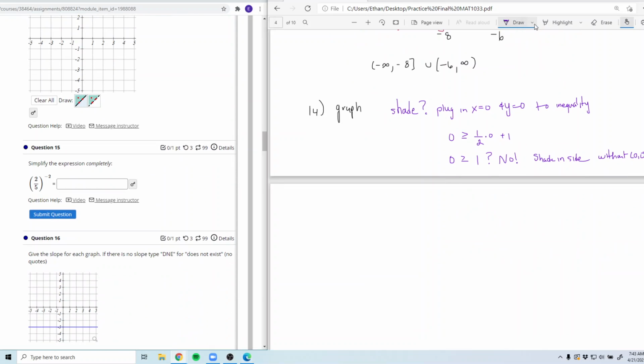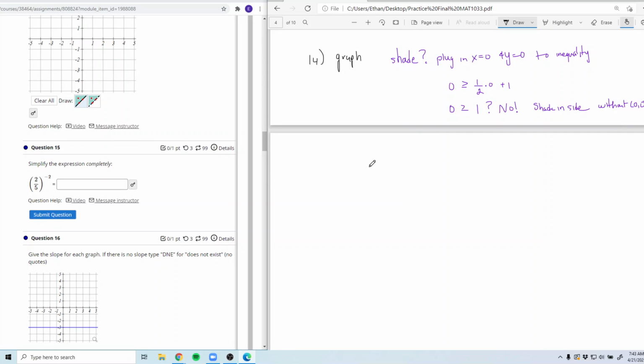15? 15 is another calculator question. It says simplify the answer completely. Now it is partially a calculator question, but it also should be done by hand because you want your final answer to be a fraction.